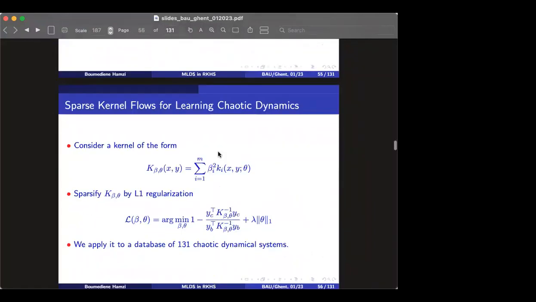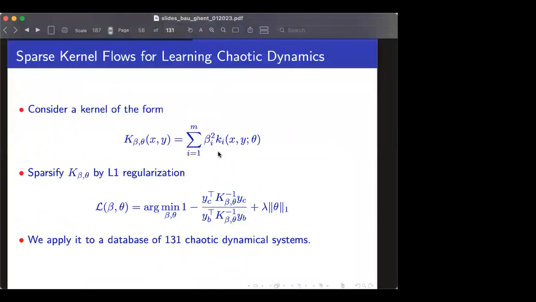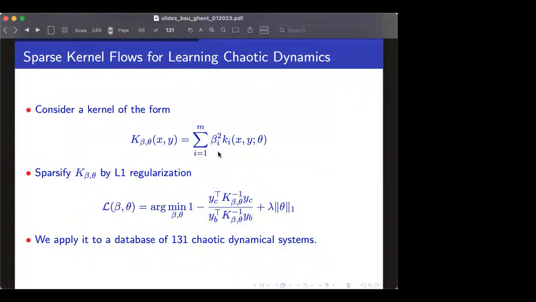Now we want to look at the other side. So we started with kernels, and the way we were doing it was mostly by hand, in an inductive way. Here we want to do it in a deductive way. So we start with a large dictionary, and then we want to sparsify the kernel. This is what we call sparse kernel flows.